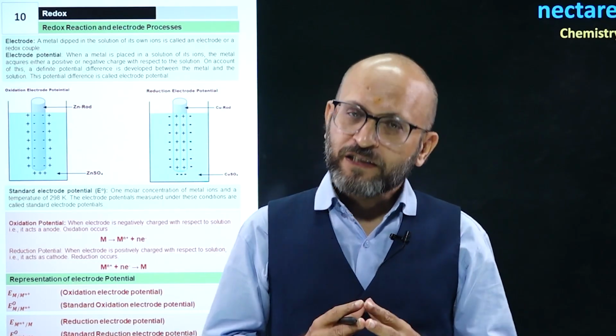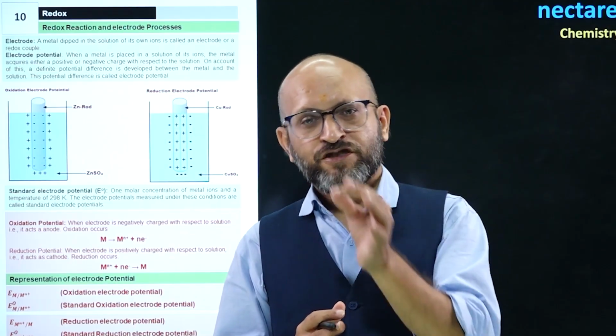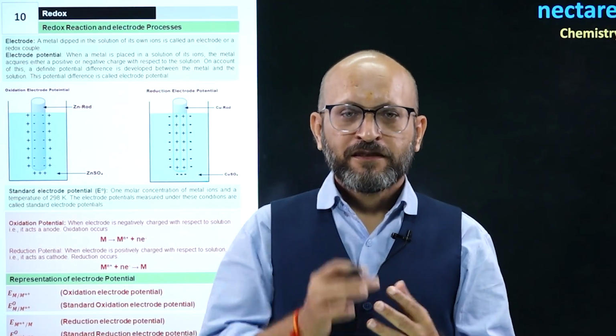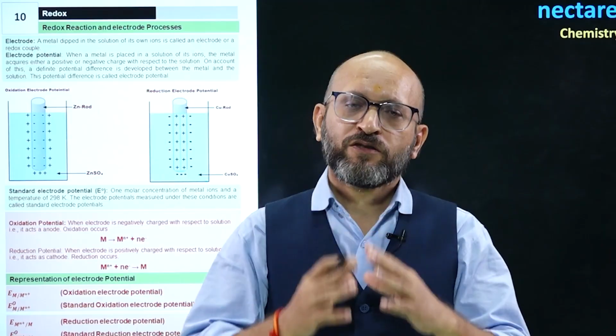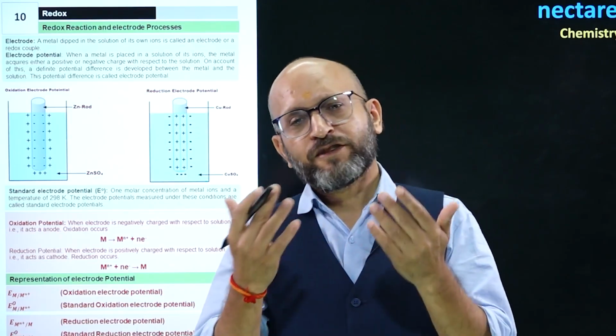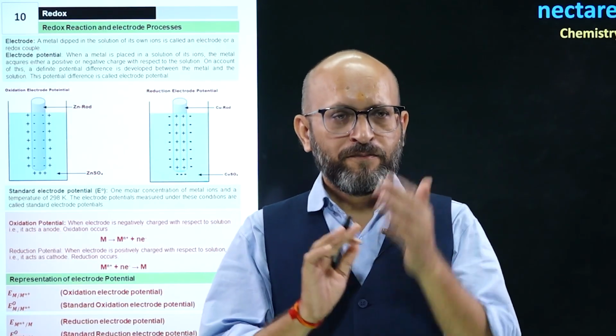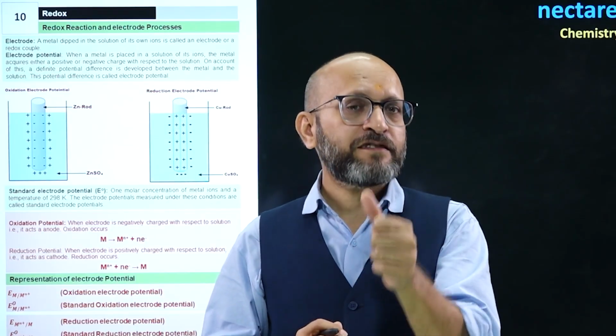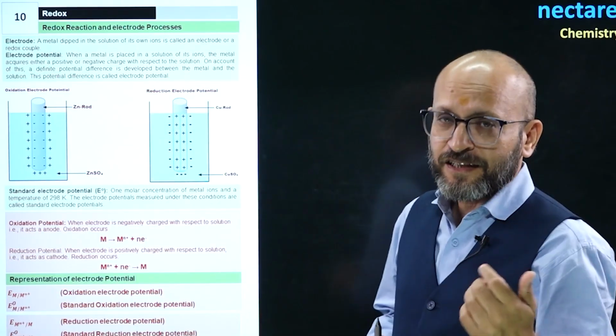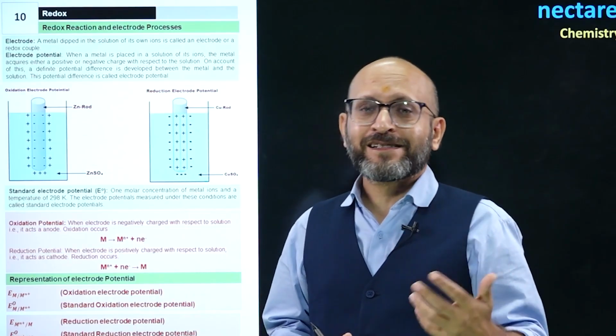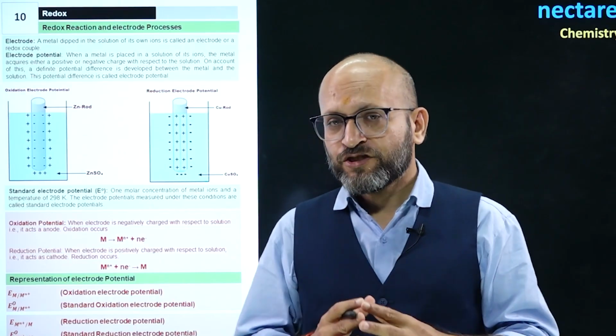Also, we call that a redox couple. Zn/Zn²⁺ is a redox couple. Similarly, Cu/Cu²⁺ is a redox couple. Alright, so an electrode is commonly known as a metal rod dipped in the solution of its ions. Next term you will hear is electrode potential.